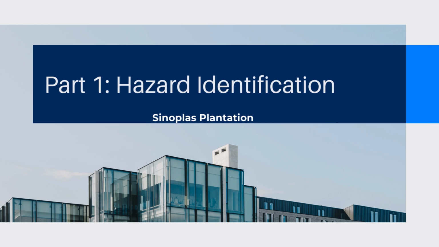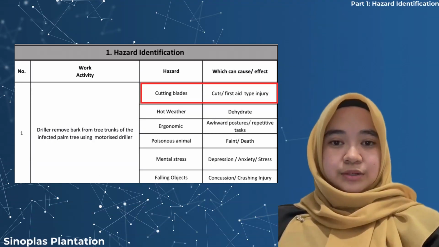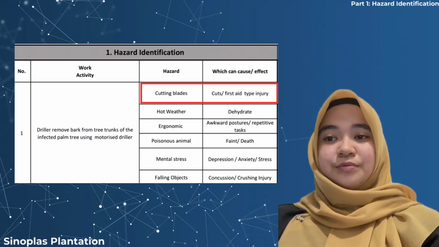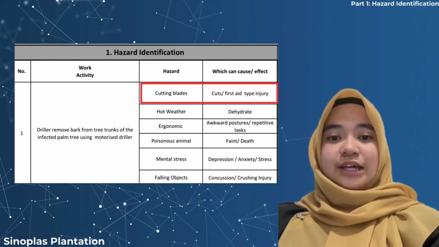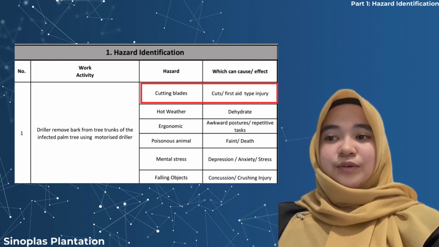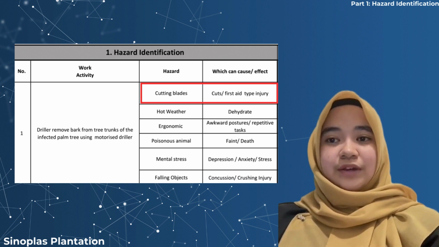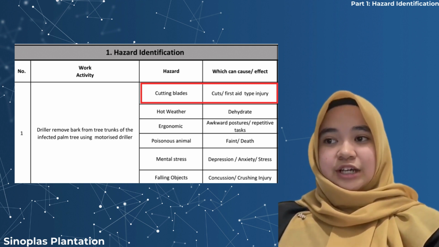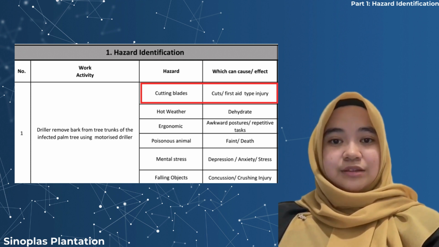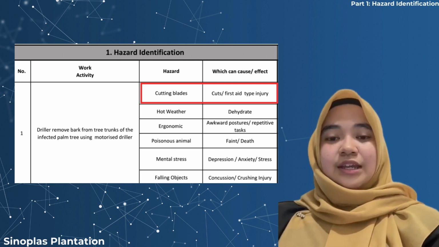Part 1: Hazard identification. Referring to the case above, we will see the hazards posed by the trunk injection. The flow is as below. Basically, the driller will remove bark from the trunk of the infected palm tree using a motorized driller. For this activity, one of the major hazards identified is the sharp cutting blades that may cause first-class injuries. Next is the injector.